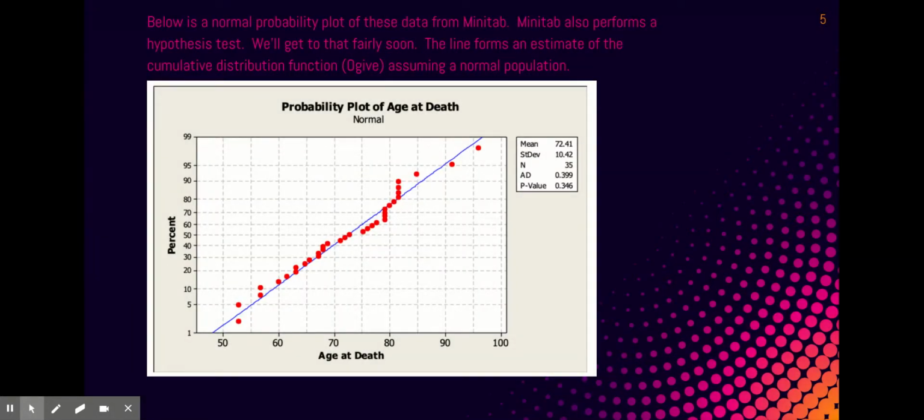Below is a normal probability plot of these data from Minitab. Minitab also performs hypothesis tests. We're not going to use that this year. We'll use our calculators more so to do normal probability plots. The line forms an estimate of the cumulative distribution function, or ogive, assuming a normal population. And if you notice, that's pretty linear.